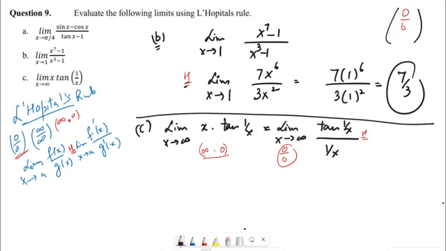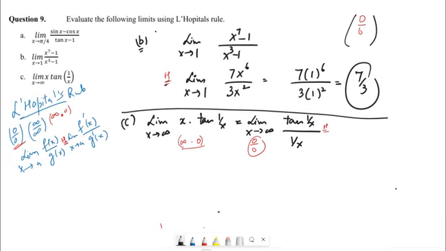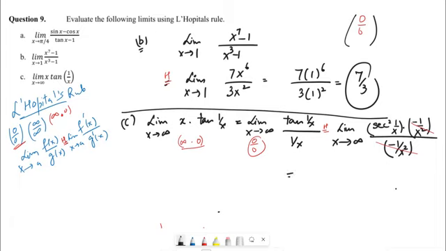So L'Hopital's rule says I need to find the derivative of the numerator. What's the derivative of tan? Secant square 1 by x times negative 1 by x square, the derivative of 1 by x, because of the chain rule. The derivative of the denominator is negative 1 by x square. We can cancel this.